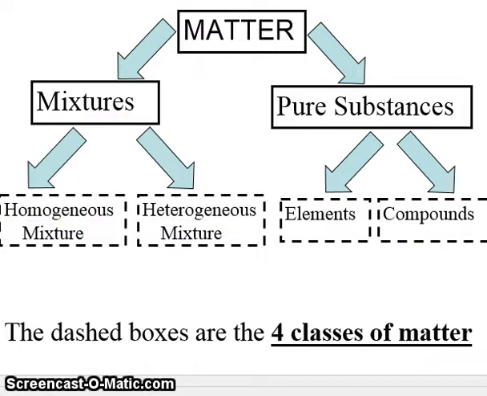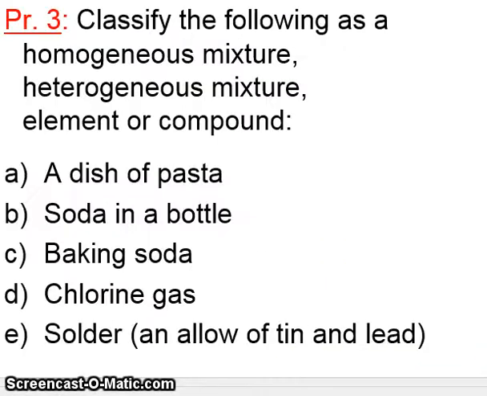So why not try an example? Here is practice example 3. See if you can identify these 5 examples as a homogeneous mixture, heterogeneous mixture, an element, or a compound.